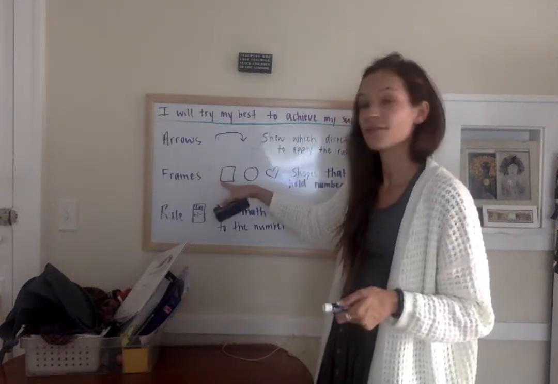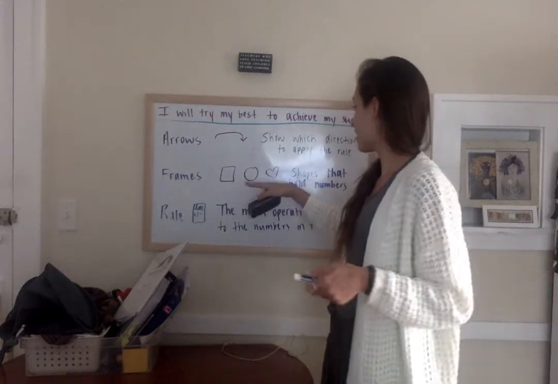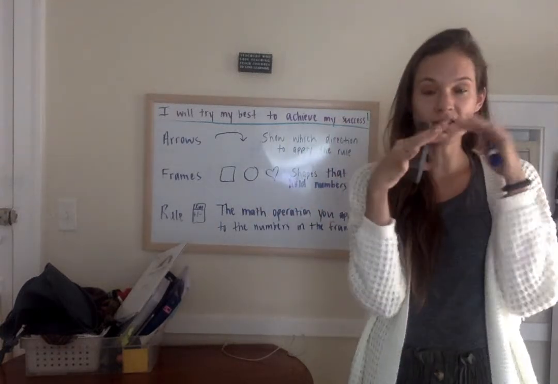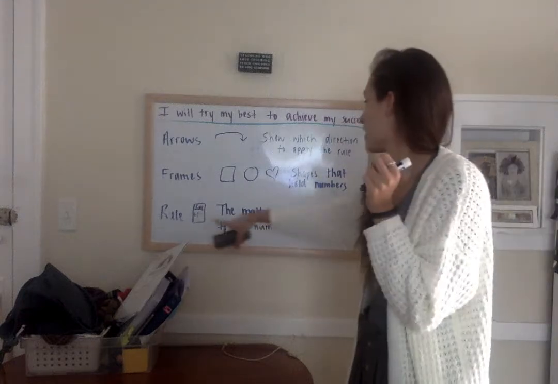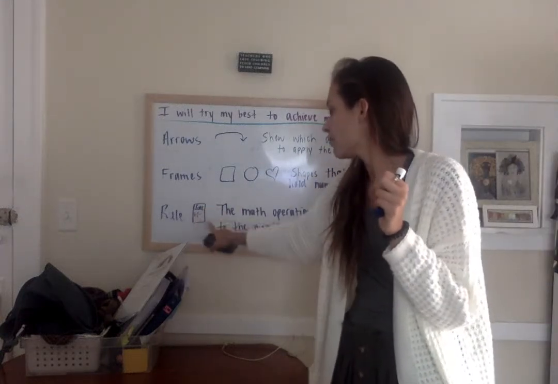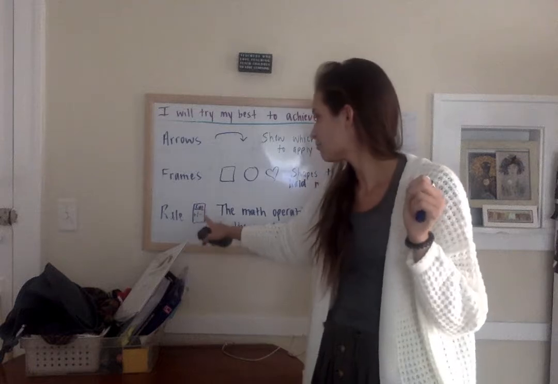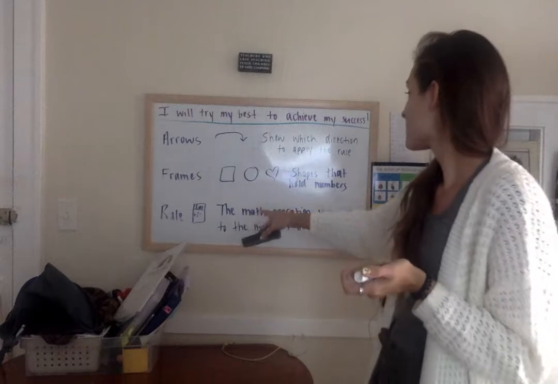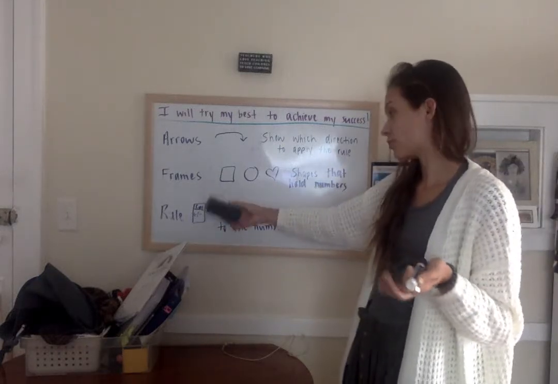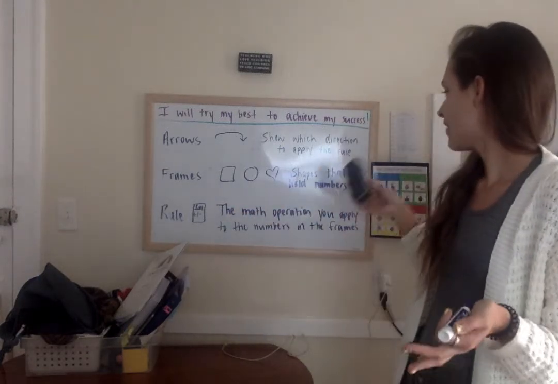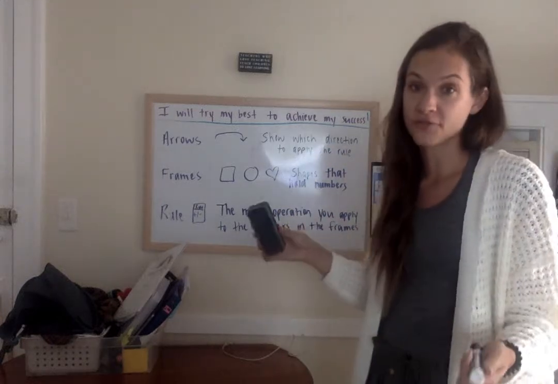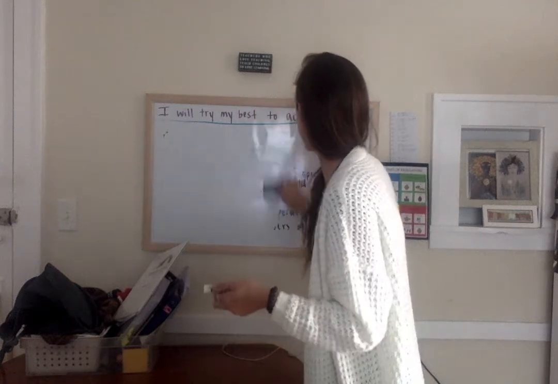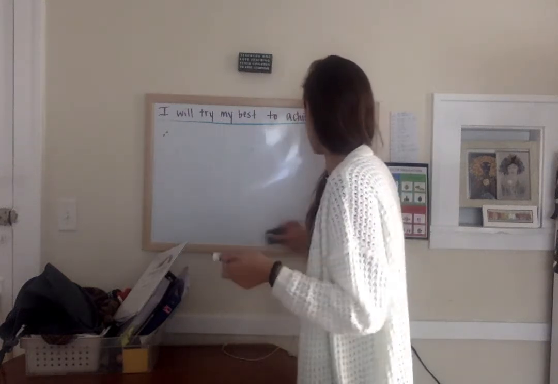Frames. You might see a frame that's a square. You might see a frame that's a circle or a heart. Frames are just shapes that are holding the numbers, okay? And then rule. So there's a rule box, and it'll say rule, and then right now in 2nd grade we're focusing on plus and minus. The rule is just the math operation that you're applying to the numbers in the frames, okay?